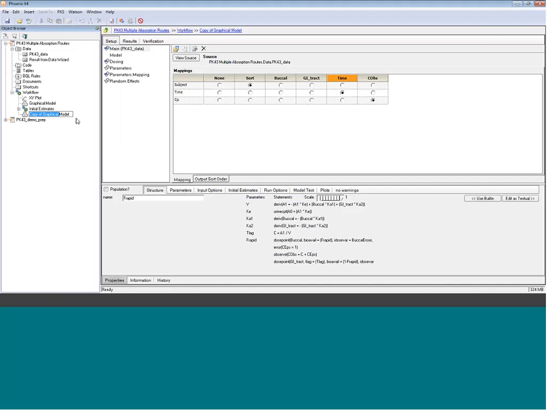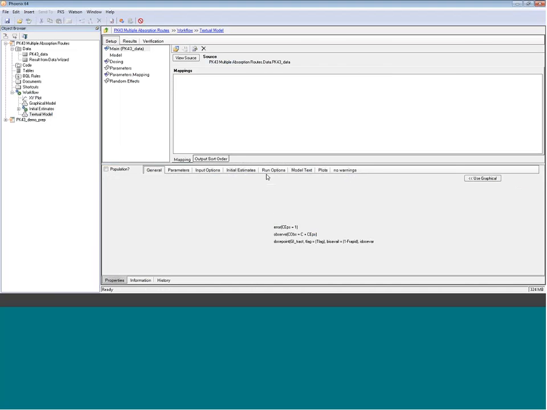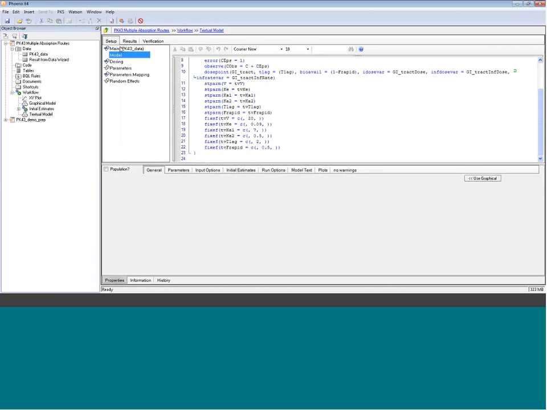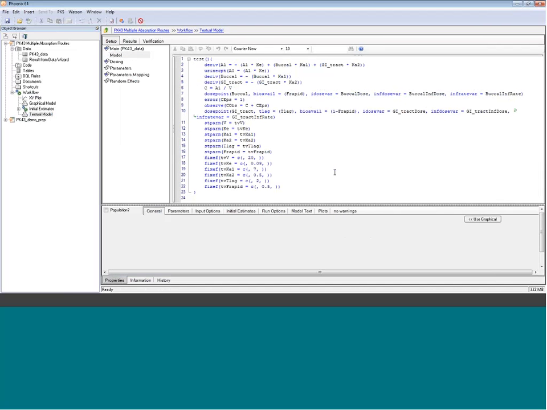And I will call this my textual model, where in this case, I switch over to edit as textual and say yes to edit the model as textual. And then under the setup panel, I go to model, and I'll comment on some of these sections here. So the differential equation for this is for the amount function. So the amount in the central compartment is A1, and here we have the elimination plus the absorption via the buccal route and the absorption via the GI tract.